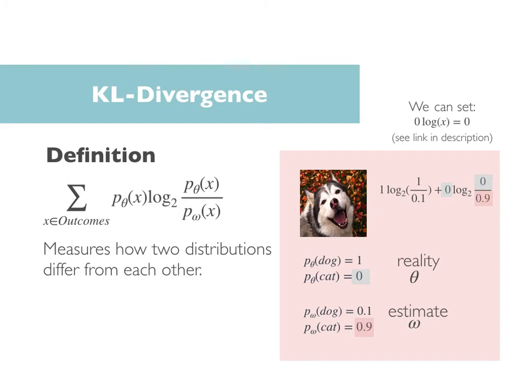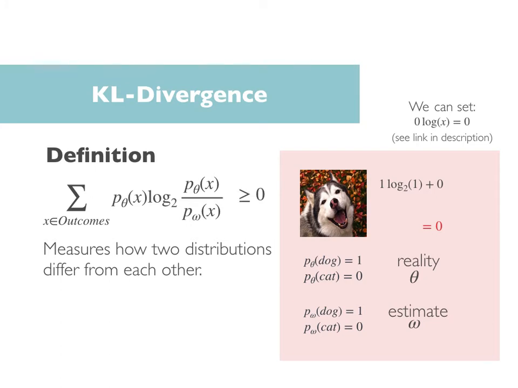Now, log 0 is undefined, but a simple solution commonly used is to set 0 times log anything as 0. So the second term is simply 0. So this gives us 3.3. Now let's see what happens if we fix our neural network, and now it does a great job. And instead of 0.1 for dog, we have 0.9. Plugging this in, we get 0.15 this time, which is much lower than the previous 3.3, and it's actually very close to 0. And in fact, if we had a perfect model, KL-divergence would give us precisely 0.